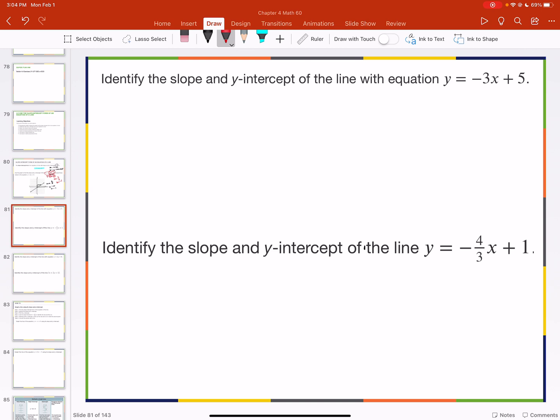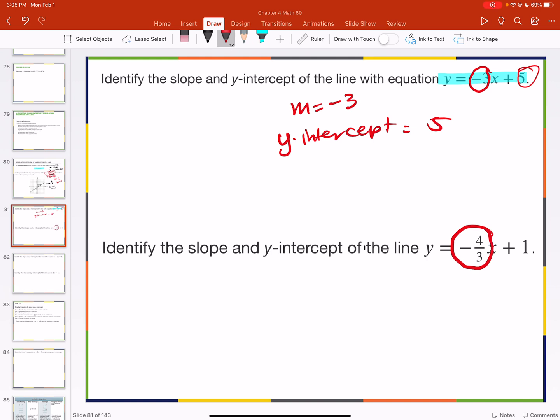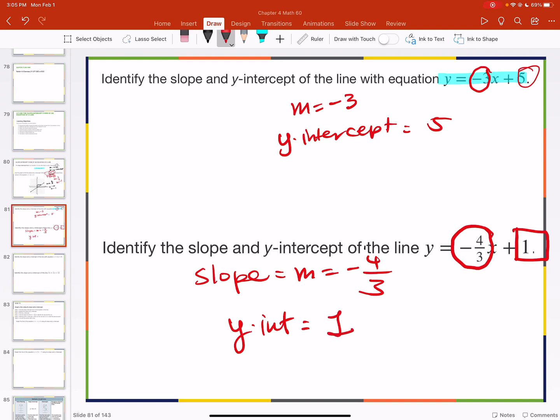All right, so let's go ahead and do a couple. Let's identify the slope and the y-intercept of this equation here. So what's the slope and what's the y-intercept? The slope is right here. So m is equal to -3. We usually leave slope as m. And then the y-intercept is 5. You could say 5, or you could say b equals 5. That's fine. So the next one, slope and y-intercept. The slope, which is depicted as m, is -4/3. And then the y-intercept is +1.